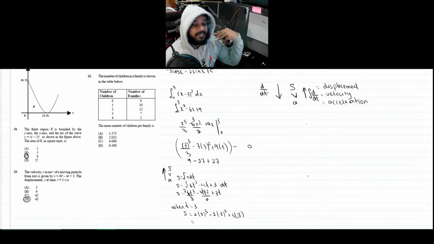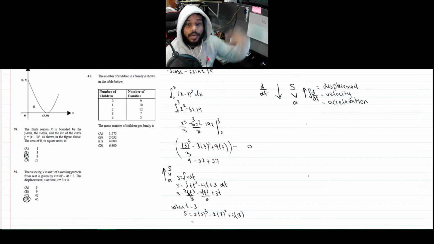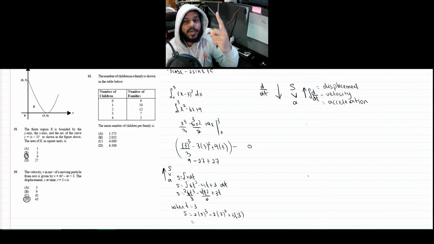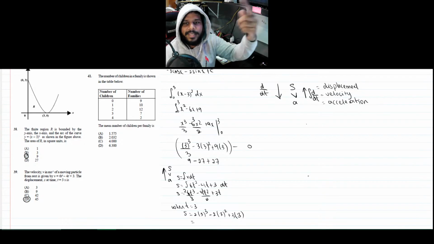For example, if I have S and I want V, I'm going down, so I have to differentiate. If I have A and I want V, I have to go up, so I have to integrate. So I have to integrate A to get V. I have to differentiate S to get V. I have to differentiate V to get A. I have to integrate V to get S.